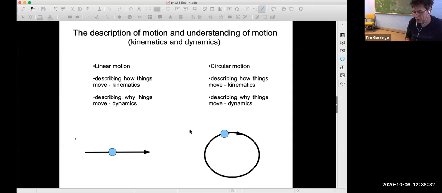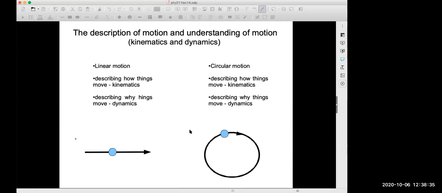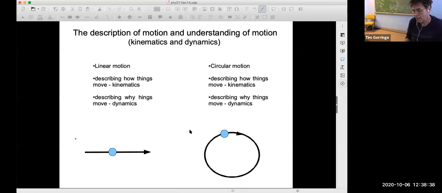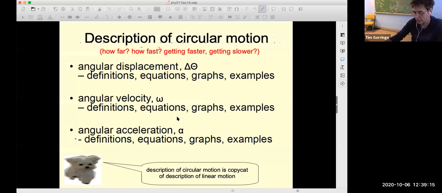In circular motion, there's the same breakdown into two basic topics. In describing how things move in a circular path, we're going to call that kinematics. Describing why things move, explaining why things move in a circular path, that's dynamics. We previously worked through linear motion and the topics of kinematics and dynamics. And now we're going to work through circular motion, where again, we're going to work through the topics of kinematics and then dynamics. So that's a sort of big background.